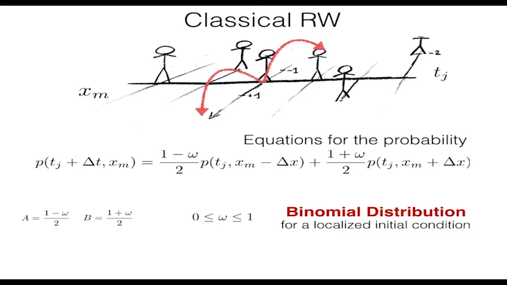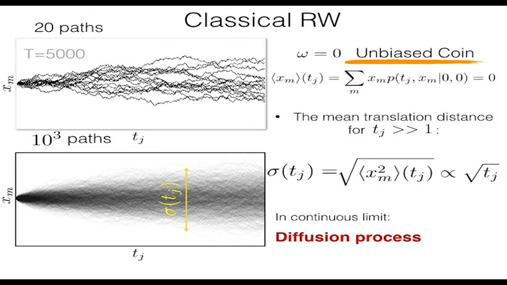And if these assumptions are true, and if we start from a localized initial condition, we know that the probability to find our classical walker at time t and position x is a solution of this finite difference equation. And the solution is exactly a binomial distribution. And if we simulate a larger amount of paths, for large n, we can draw our continuous probability distribution as a Gaussian, and we know very well that the sigma, the variance of this probability distribution, scales as the square root of time. This is a signature of a diffusion process.